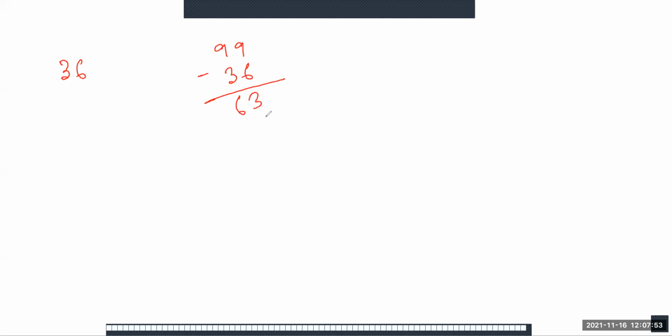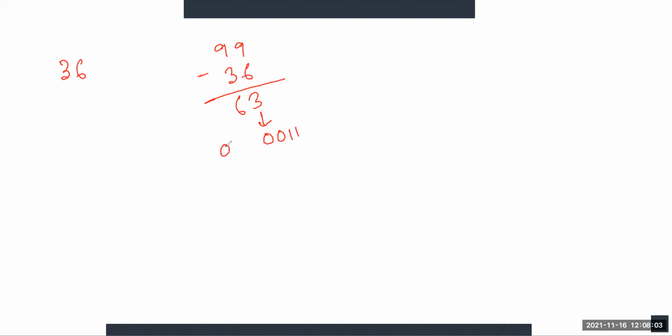Okay, so the BCD representation is 0 0 1 1, and this is 0 1 1 0. So you can write the BCD representation, that is 1 1 0 0 0 1 1. This left side 0 you can neglect. Okay.